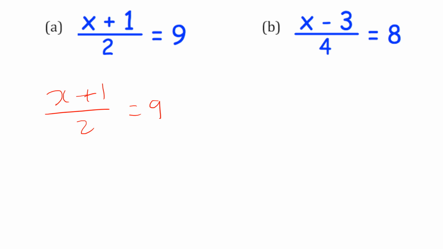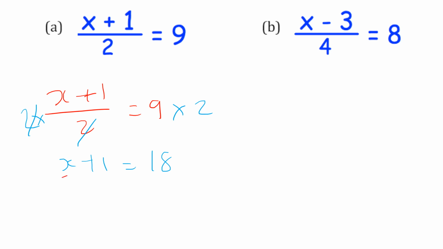So we have to remember, get rid of anything on the bottom. How do we get rid of anything on the bottom? Well, right now it's dividing. What's the opposite of dividing? Times. So we times both sides by 2. And this 2 cancels out. So we're left with x plus 1 equals 9 times 2, which is 18.